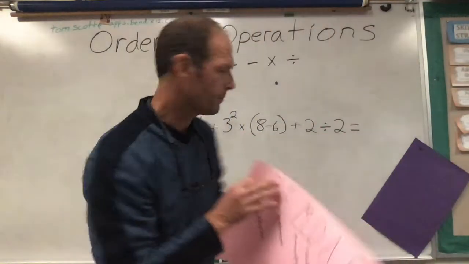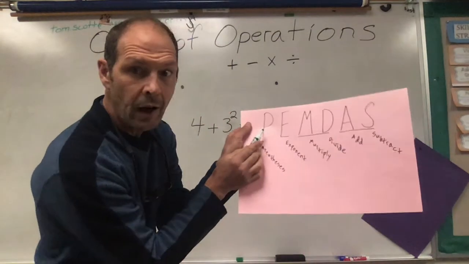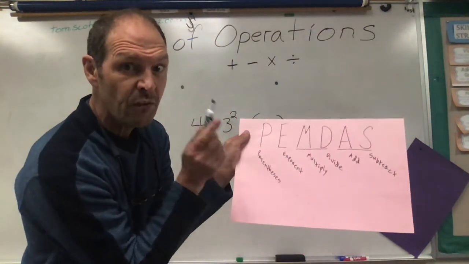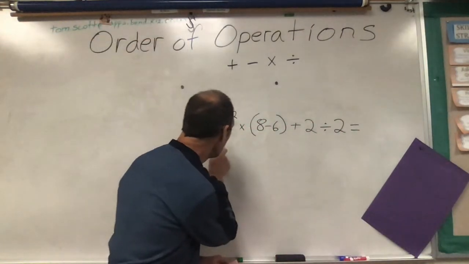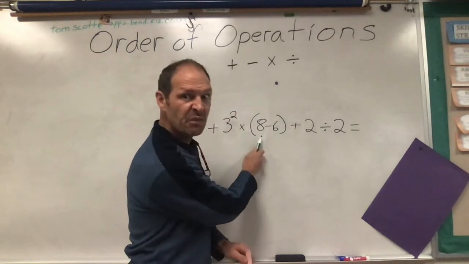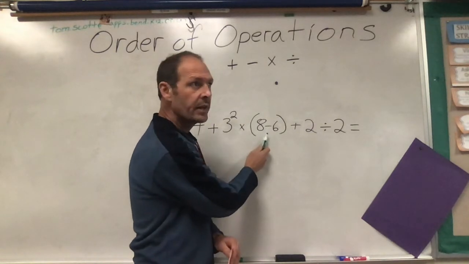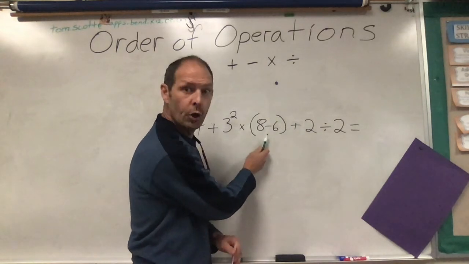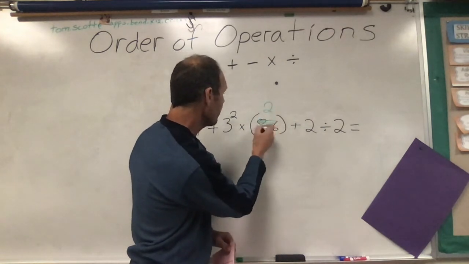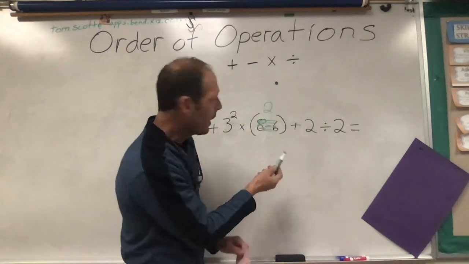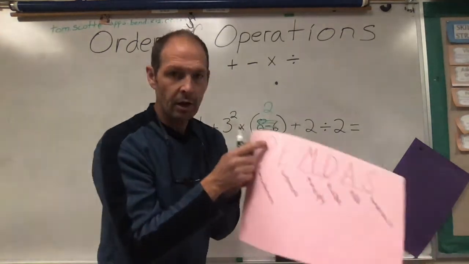I need my chart. Okay, I know that I have to do any parentheses first before anything else. Let me see if I can find any. Aha, I just found some parentheses right here. So that's what I have to do first. 8 minus 6 is 2. So I'm going to write a 2 there. So I don't even need that anymore. This just became 2. Any more parentheses? Nope. So I'm all done with parentheses.